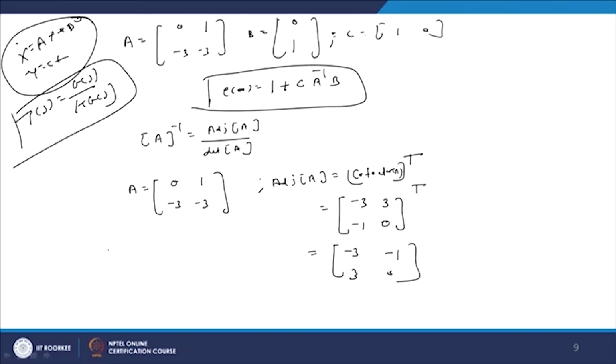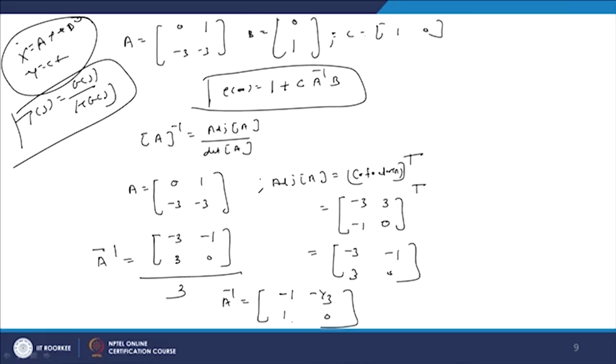So that means the A inverse is equal to minus 3 minus 1 3 0, and the determinant of this is 0 into minus 3, 0. So it is plus 3, and therefore this A inverse is equal to 1 by 3 times minus 3 minus 1 3 0. Now the main purpose is to get the calculation of 1 plus C A inverse into B.